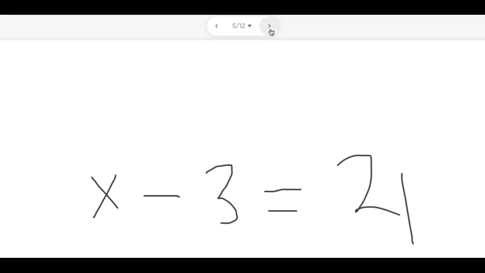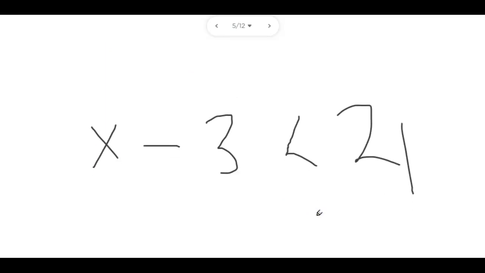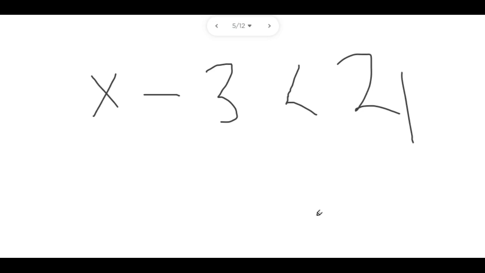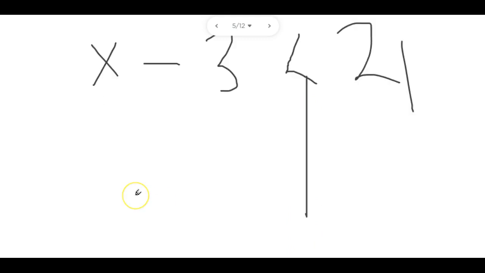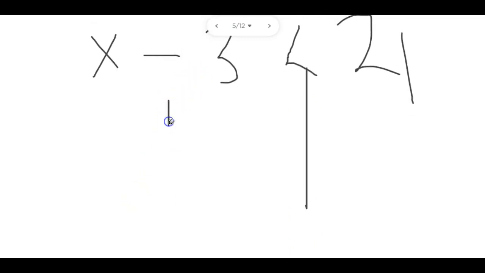Here's your next example that I want you to work. I want you guys to pause the video and work this. That's x minus 3, and that should be less than 21. Okay? Pause the video, work that out. I hope you paused it. So, how do we get rid of this -3? We're going to add 3 to it. But remember, you're going to add 3 to both sides.